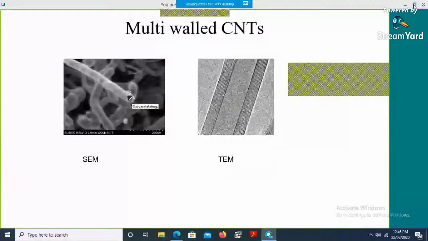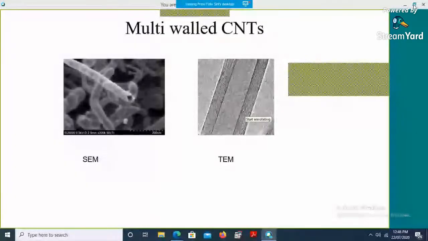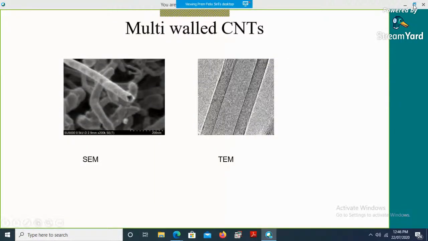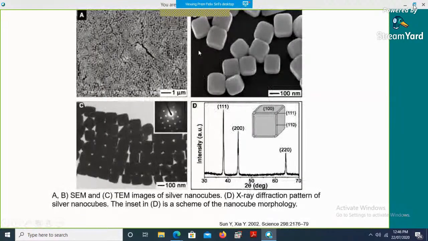Whereas when you take the image by using TEM, the number of walls can be counted. You see, each of these lines corresponds to a wall in the multi-walled carbon nanotube. So in this way, not only can you identify whether it is single-walled or multi-walled, if it is multi-walled, how many walls are there? That also can be studied by using TEM imaging. So similarly, I'm trying to contrast the power of SEM and TEM.